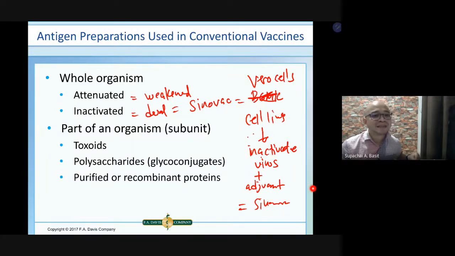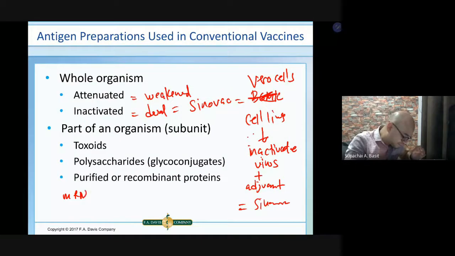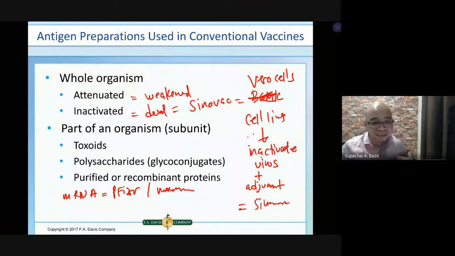Okay? So some vaccines could be subunit vaccines such as toxoid or the polysaccharides or purified recombinant proteins. So mRNA is a subunit vaccine, because you only give the mRNA of the virus. So the Pfizer and Moderna mRNA vaccines are examples of subunit vaccines.